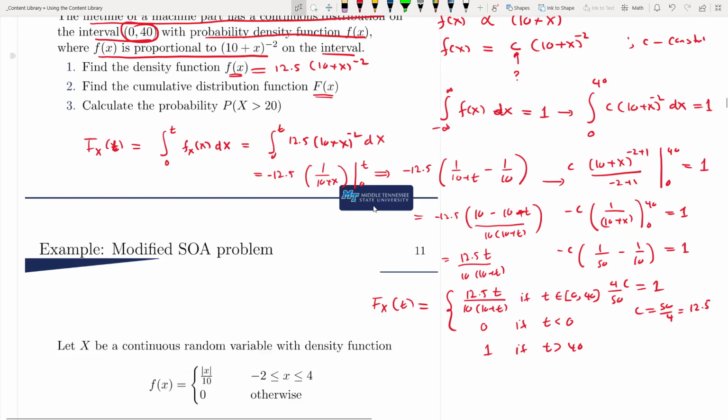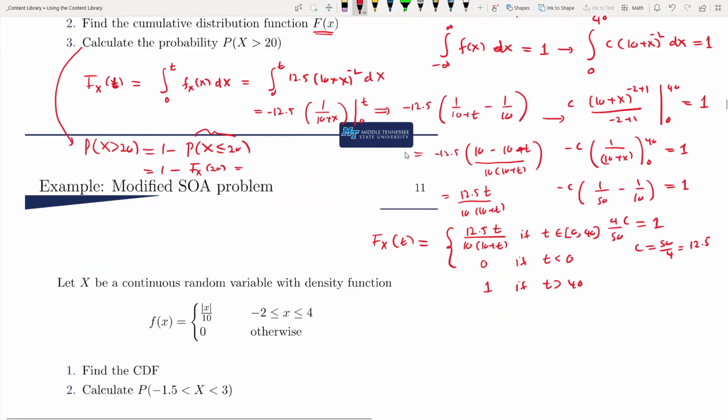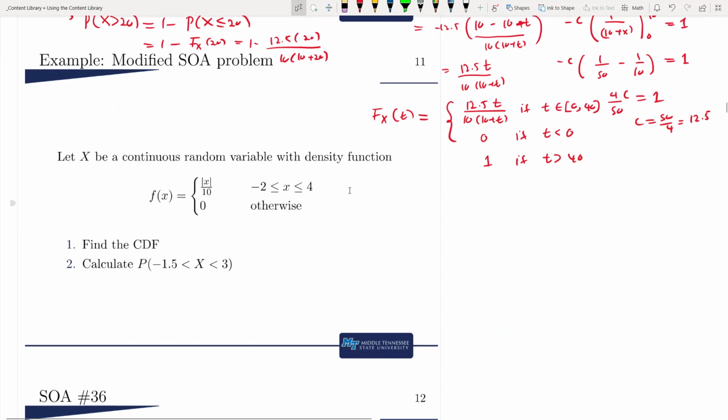Calculate the probability. So for this probability, you can use the complement rule. That is basically 1 minus probability x less than or equal to 20. Now you know the CDF, so this is basically F_X(20). So the CDF value is given, and then you can use that value to get the answer. You can just substitute this as 1 minus 12.5 times 20 divided by 10 times 10 plus 20, and then get the answer. So here is another SOA problem.